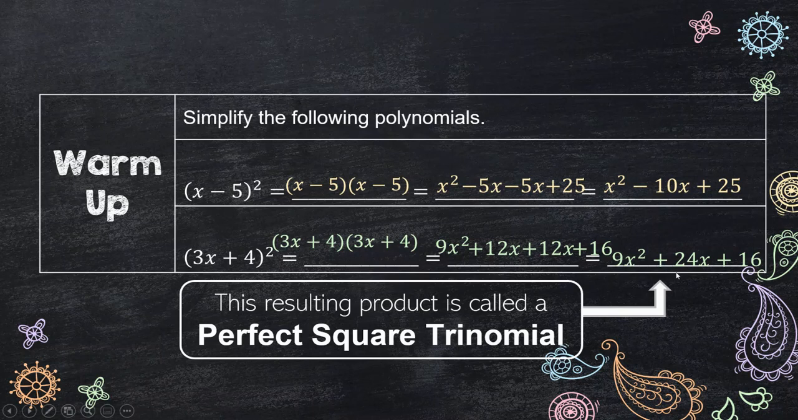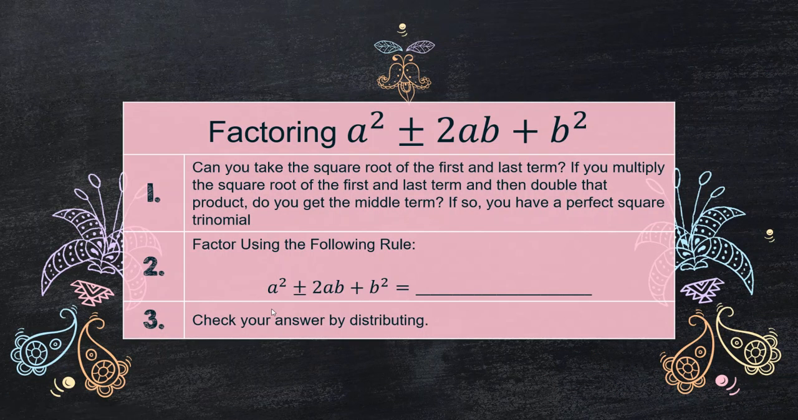So both of these end result products here are called perfect square trinomials because they can be written as the square of a binomial. So square of a binomial, we have the squared exponent, and then inside the parentheses there are two terms. If you can recognize that a trinomial is a perfect square trinomial, then you can use a shortcut for factoring. This is just a way to most quickly get to the factored form.